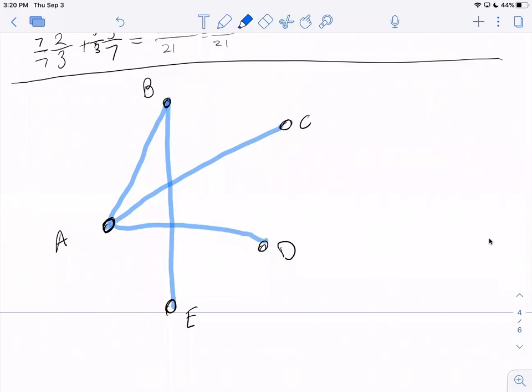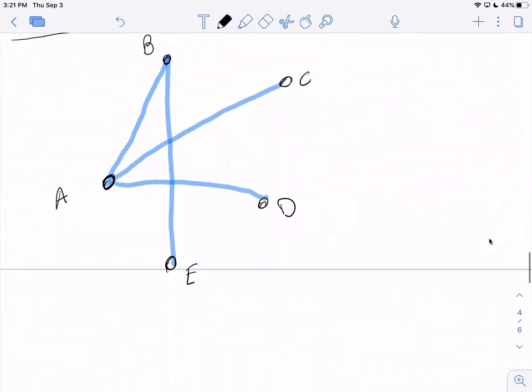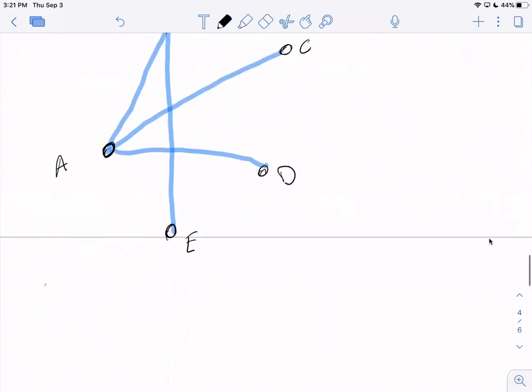So this is just some random configuration. Cindy and Dan didn't get to shake hands. Alice and Evan didn't get to shake hands. Dan and Evan didn't get to shake hands, but the other pairs did. So what we're going to do is make a little table. I'm going to write Alice, Bob, Cindy, Dan, and Evan.